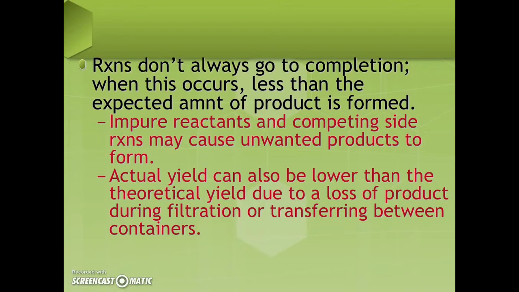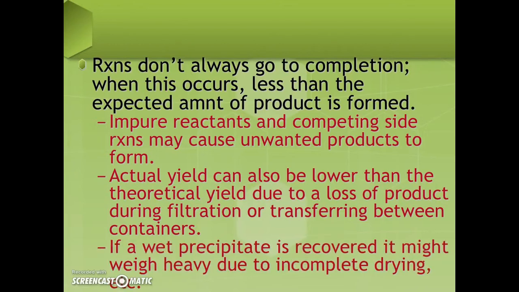Now, there also can be physical factors. So we can lose product during filtration or transferring between containers. If it's stuck to the side of the container, or some small particles make it through the filter paper, or even when we're rinsing the product, if some is dissolved, we can lose some. Now, probably the most typical situation that gives you more than 100% yield would be solvent caught on the product, causing it to actually give us a higher yield than we'd expect.